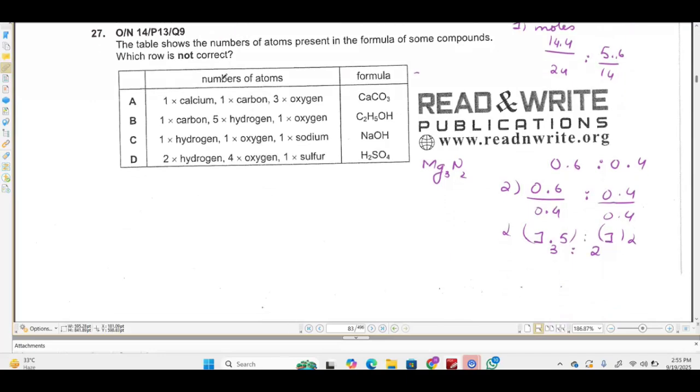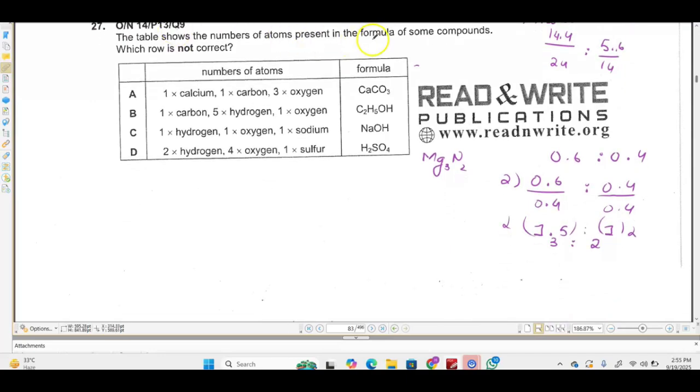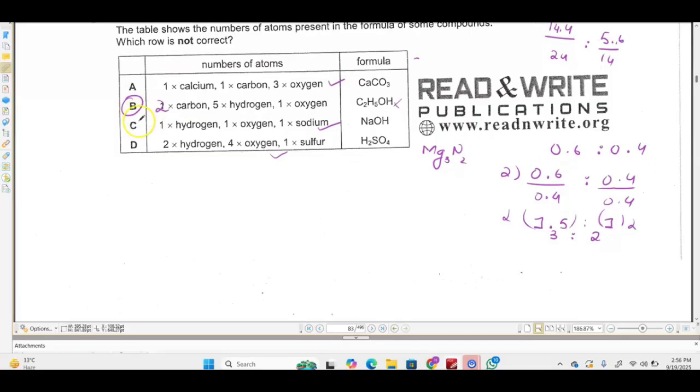Moving on to question number 27. The table shows the number of atoms present in the formula of some compounds. Which row is not correct? For CaCO3, there is 1 of calcium, 1 of carbon and 3 of oxygen. This is correct. For C2H5OH, there are 2 of carbon, so this is not correct. For NaOH, there is 1 of hydrogen, 1 of oxygen and 1 of sodium. So this is correct. For H2SO4, there is 2 of hydrogen, 4 of oxygen and 1 of sulfur. So this is correct. So B is the answer which is not correct.